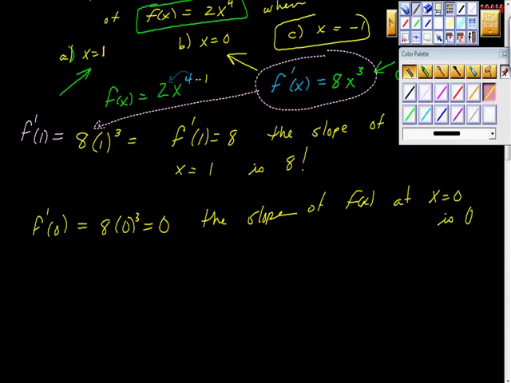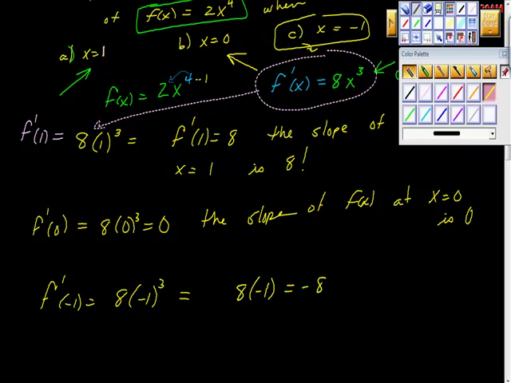Now we're going to work on this one. What are we going to do? We're going to plug it in here. Do the same thing. So the question now becomes, what is the slope? f prime at -1 is equal to 8 times -1 to the third power. Well, -1 to the third power is -1, so we have 8 times -1 equals -8.